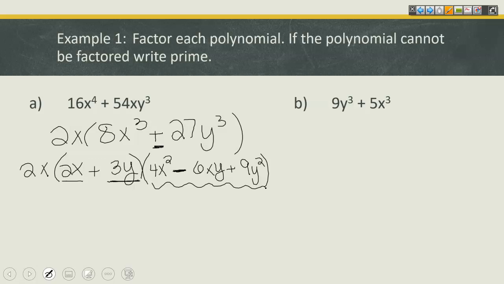9y cubed plus 5x cubed. You see this and you go, 9. But that's a perfect square, not a perfect cube. So 9 and 5 are not perfect cubes. Y and x have nothing in common, no GCF. Oh crap.